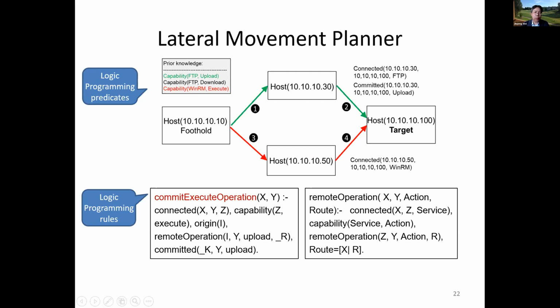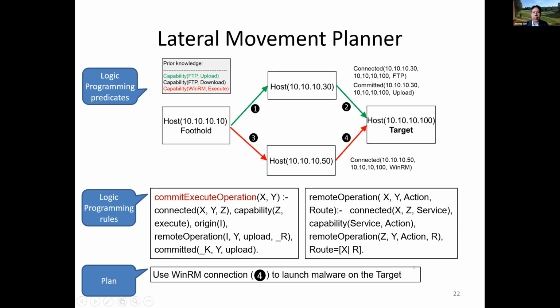And then we have the logical programming rules. These rules are defined to help the planner find a path to reach the target. Using these rules and the predicates, it does reasoning and logical programming, and eventually finds the right action. For example, in this particular case, the result is that we should use the WinRM connection, leveraging this connection to launch the malware on the target.